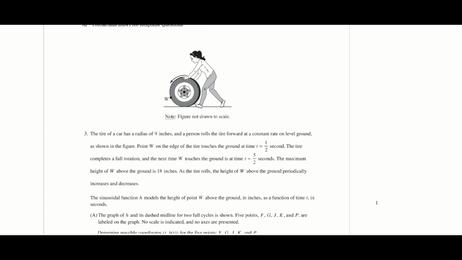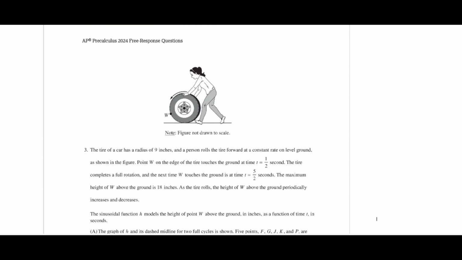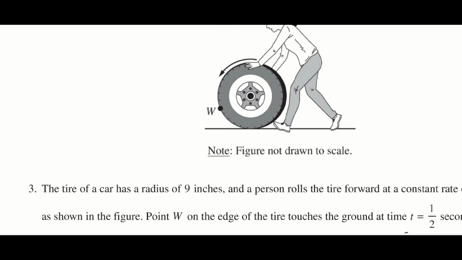Okay, next FRQ. The next two FRQs are no calculator FRQs. Okay, we have a tire with a radius of 9 inches. So we know that this distance is 9, so this would be 9 inches. This would be 0 inches, and then you add another 9. That would be 18 inches.